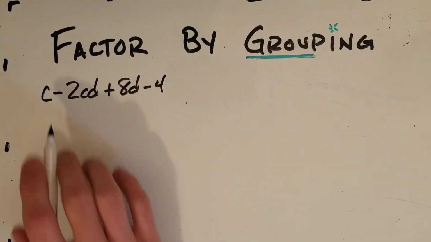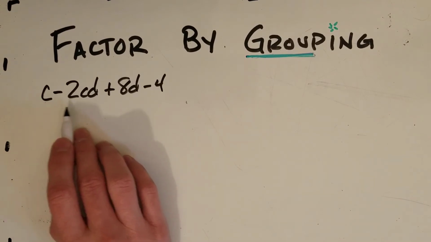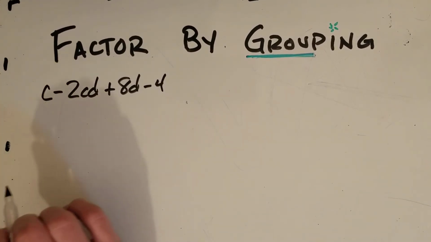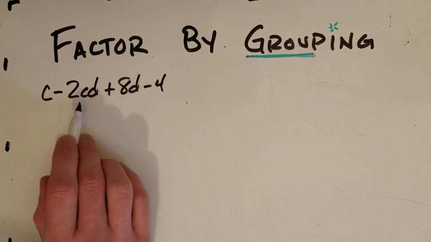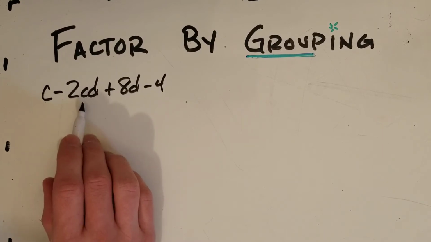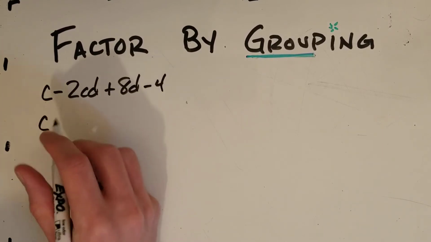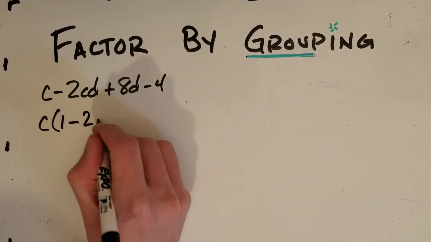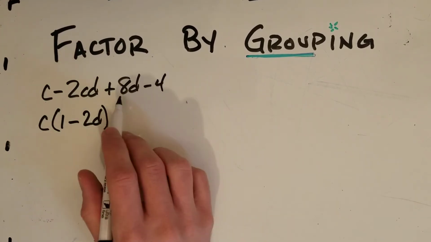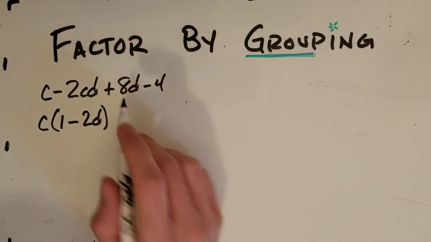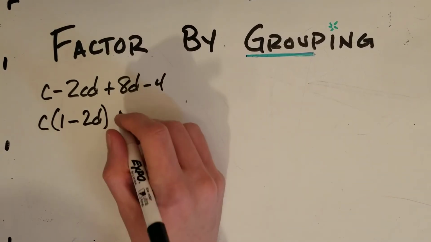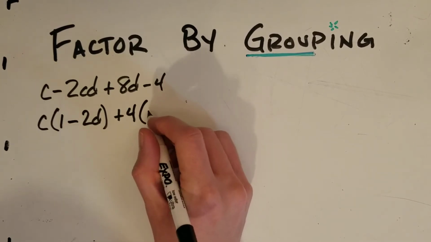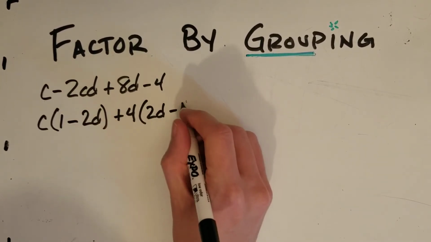So again, look for a GCF amongst all the terms. Don't see any. So we're going to try to use grouping here. Looking at the first 2 terms, can we group anything together? Well, you can group together and say you have a c. So you're going to be left with, when you factor out that c, you'll be left with 1 minus 2d. Your second 2 terms, is there anything in common between those 2 terms? And there is. Looks like we can factor out a positive 4. And if we factor out a positive 4, we're going to be left with 2d minus 1.